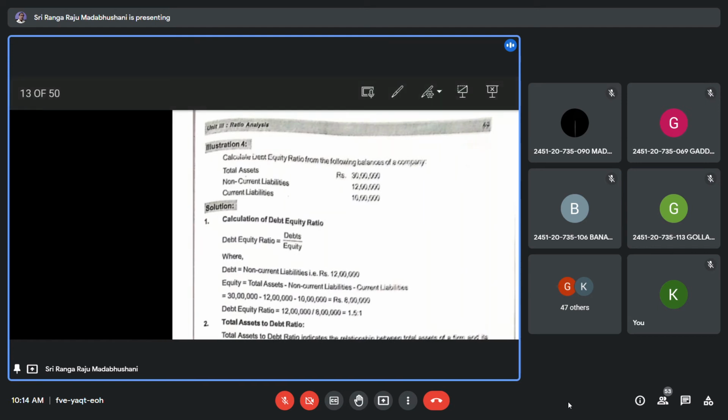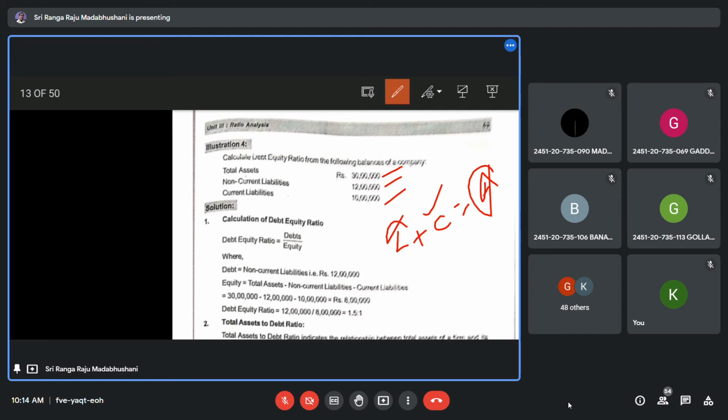Another one. See, all these are very simple problems; you should just be familiar with the terms. Calculate the debt equity ratio from the following balance of a company. Total assets is given, non-current liability is given, current liability is given. So you have to find out the equity. If you remember that liabilities plus capital is equal to assets, and the total asset is given, then from total asset, if you subtract liability, you will get capital. That is owner's equity.